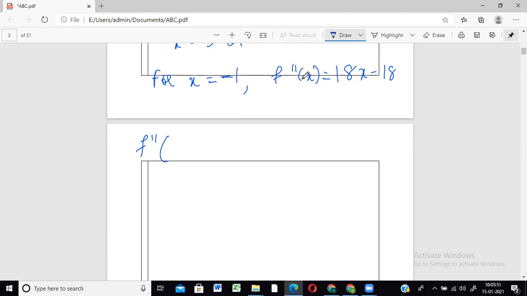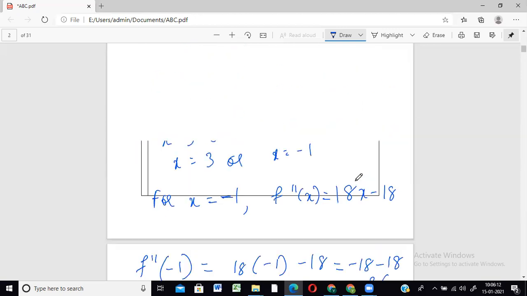F double dash x is the main equation, and here you're going to substitute the value of x as minus 1. So here only I'll make that change. F double dash of minus 1 is 18 into minus 1 minus 18. So what is this? This is equal to minus 18 minus 18. This is equal to minus 36.